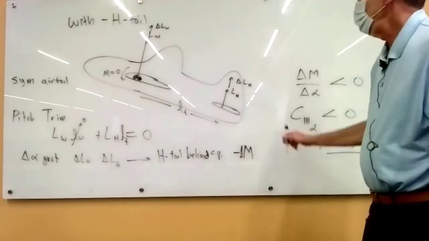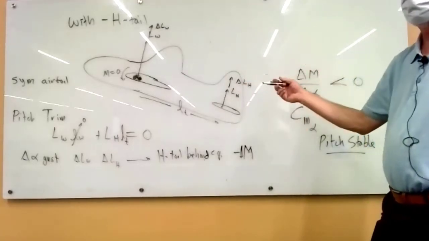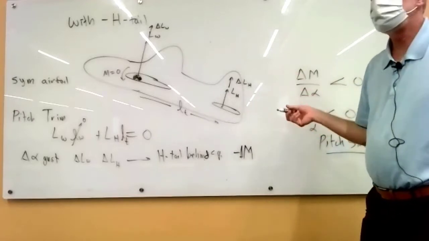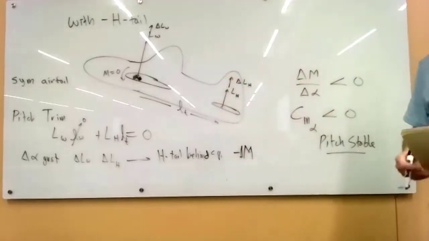Because a moment is generated by the disturbance. Remember the definition: we have equilibrium, we have a disturbance, and we get a moment generated by the disturbance to reduce that disturbance. It's going to pitch the nose down, and that's going to decrease the angle of attack.